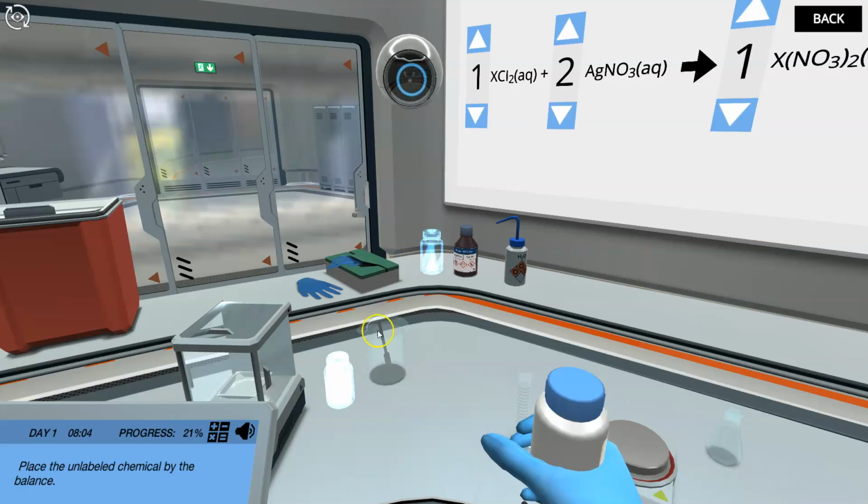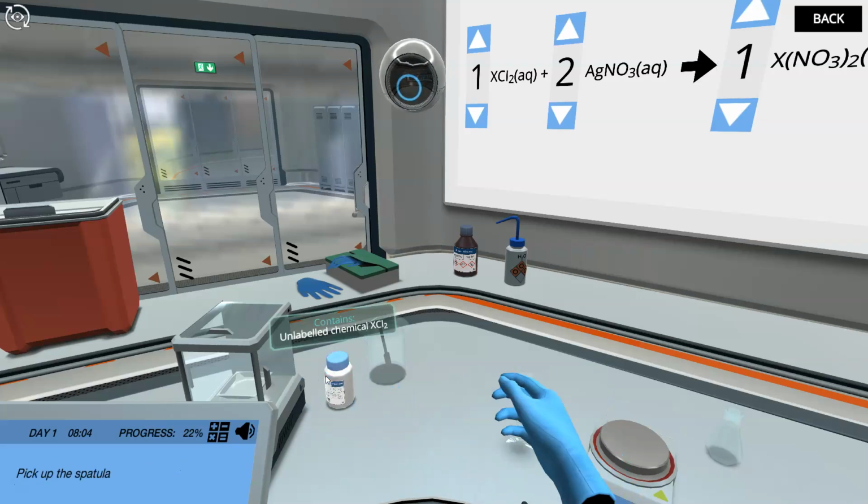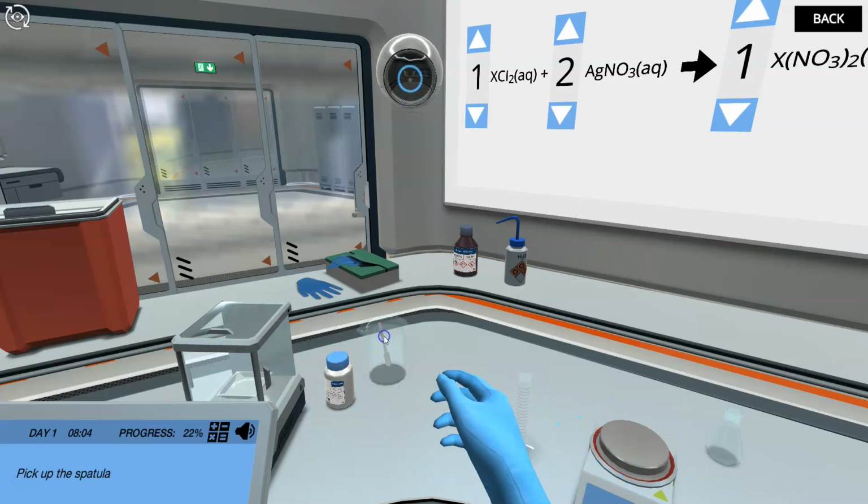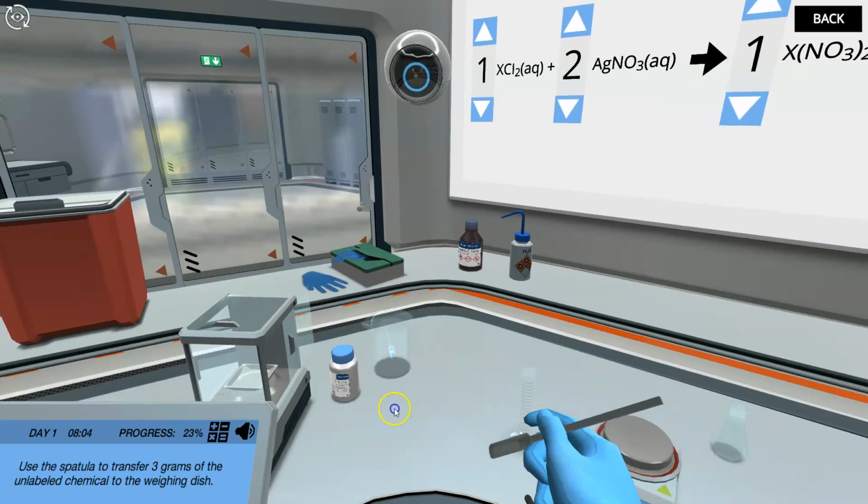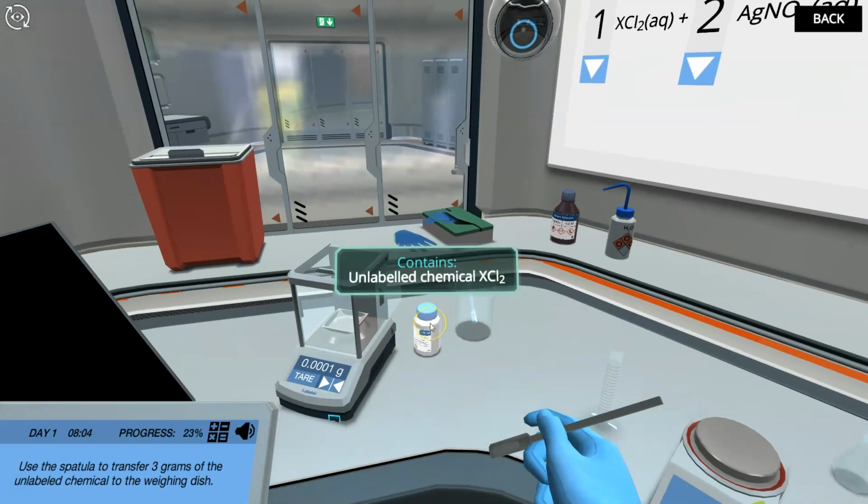Place the unlabeled chemical by the balance. Pick up the spatula. Use the spatula to transfer 3 grams of the unlabeled chemical to the weighing dish.